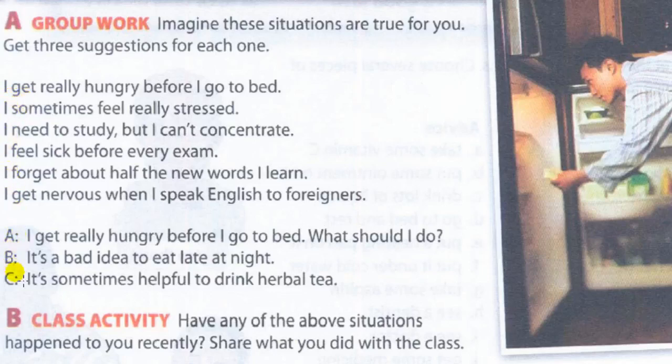A, B, and C. Three persons. A. I get really hungry before I go to bed. What should I do? It's a bad idea to eat late at night. It's sometimes helpful to drink herbal tea.